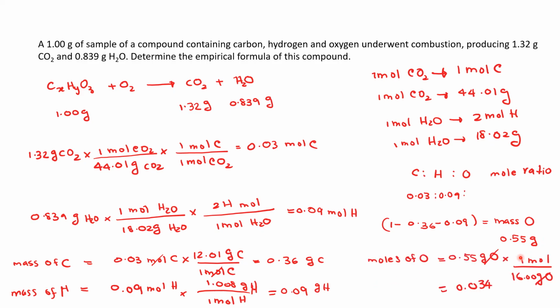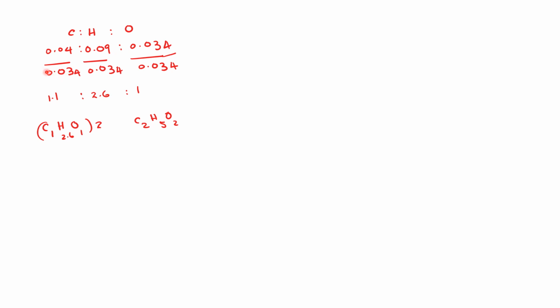Now you have the mass of oxygen, so you can convert it to the number of moles using the molar mass of oxygen. You have 0.034. Now we take the mole ratios of carbon, hydrogen and oxygen. We divide by the smallest number and you will see 1.1, 2.6 to 1, and to get full integers we multiply by 2. So your empirical formula is this.